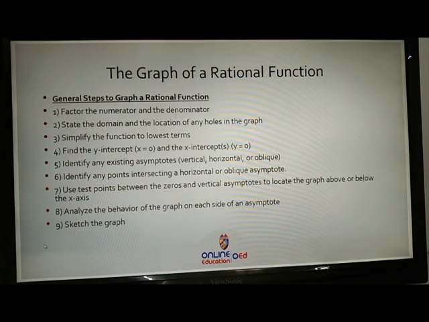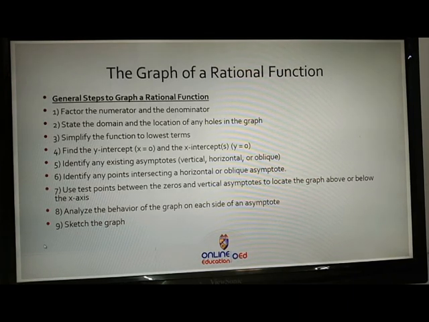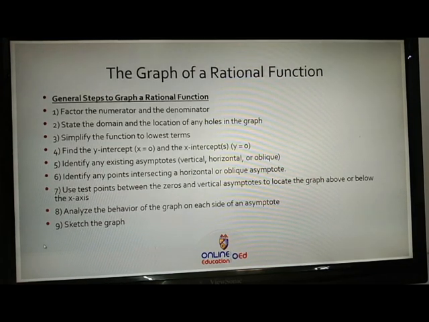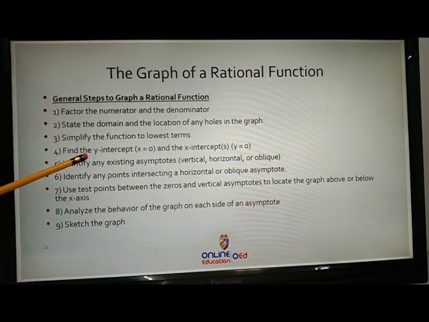The graph of a rational function. So these are the general steps to graph a rational function. Number 1, factor the numerator and denominator. State the domain and the location of any holes in the graph. Simplify the function to lowest terms.